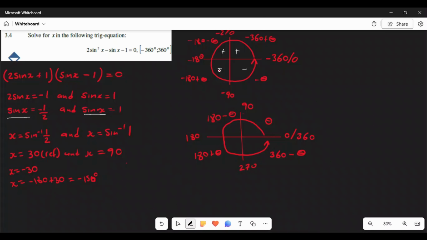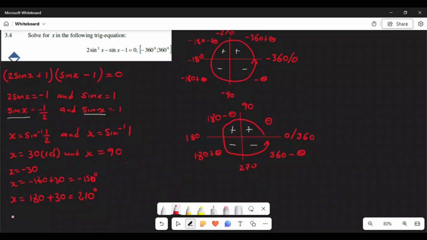Okay, let me just create more space. All right, so this is where sine is going to be negative. Now let's look at the second cycle. Again, sine is negative here and there, but positive there and there. Now we are moving from 0 to 360. So how are we going to do this? On this cycle, remember, we are moving this way this time around. It's going to be x equals 180 plus theta, which is our reference. So it's going to be 210 degrees.